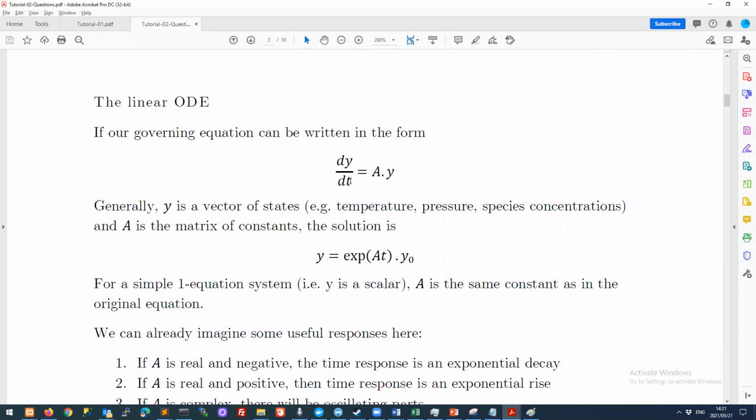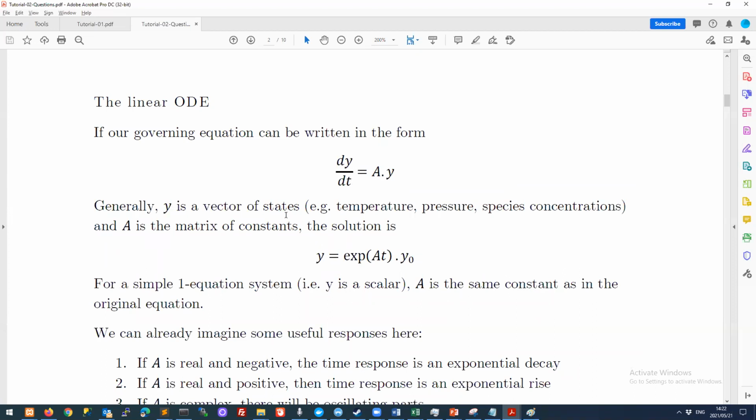And here's one form. The equation might be a very simple linear one like this. So even without a u in it. So let's just say our system had a simple linear relationship with the state variable. So the rate of change of the state variable was linearly related to the state variable itself. So now, generally speaking, y might be a vector of states. So temperatures, pressure, concentration, whatever else you want. So you might have a vector there.